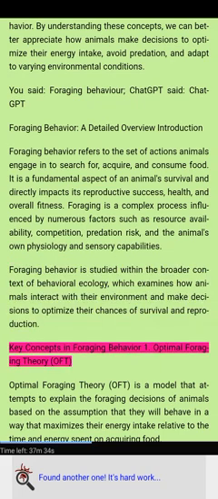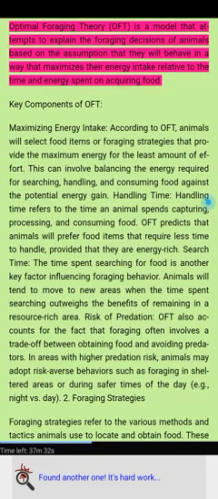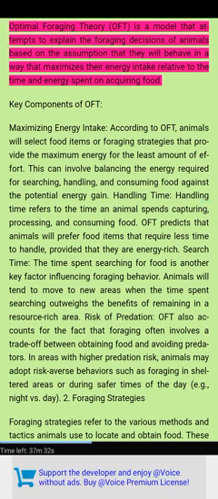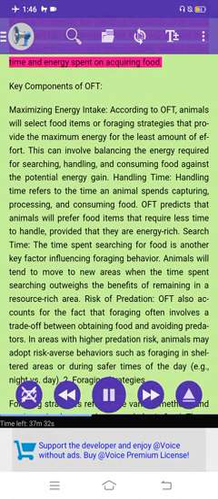Key concepts in foraging behavior. 1. Optimal foraging theory, OFT. Optimal foraging theory, OFT, is a model that attempts to explain the foraging decisions of animals based on the assumption that they will behave in a way that maximizes their energy intake relative to the time and energy spent on acquiring food.